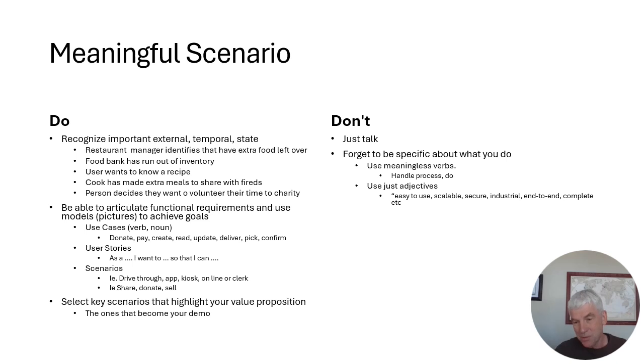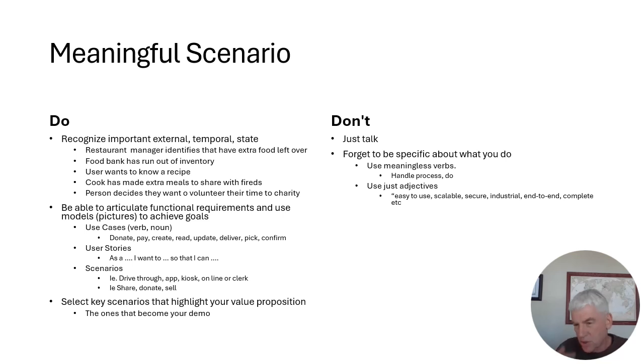Or maybe you made extra food. Well, do you want to sell it? Do you want to donate it? Do you want to share it? So these are different kinds of scenarios, and you want to be clear what you're doing here. If you're talking about a donation, if you're talking about sharing something, if you're talking about selling something, if you're talking about putting something up for bid, these are the important distinctions to make.